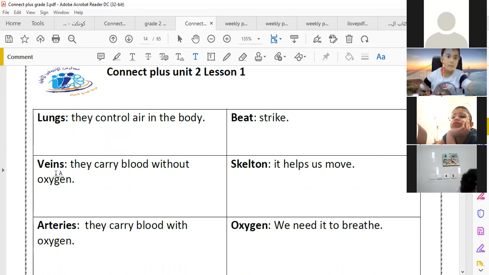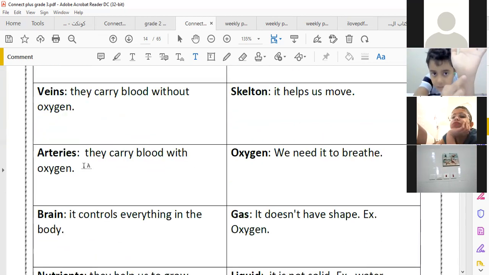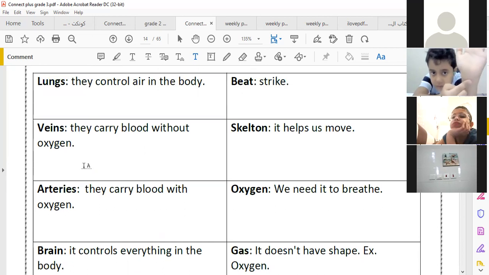Can I go to this room? Yes, you can. Now repeat after me, please. This is the Connect Plus booklet. Revision on Unit 2, Lesson 1. This is page 14.